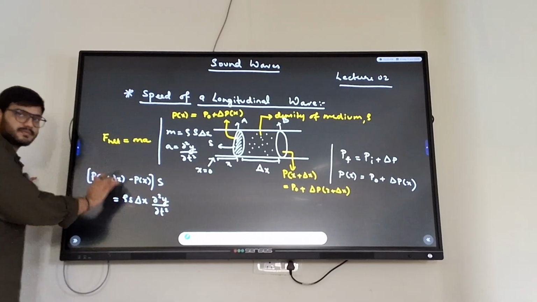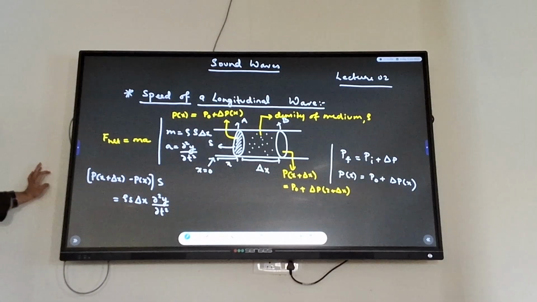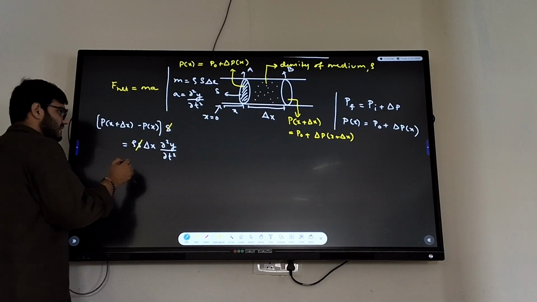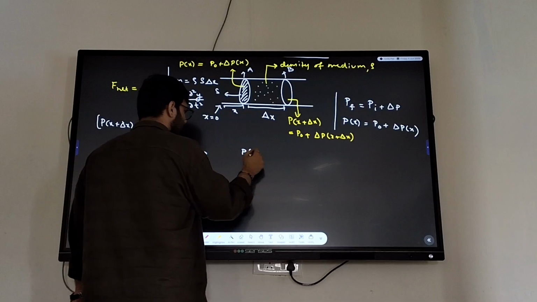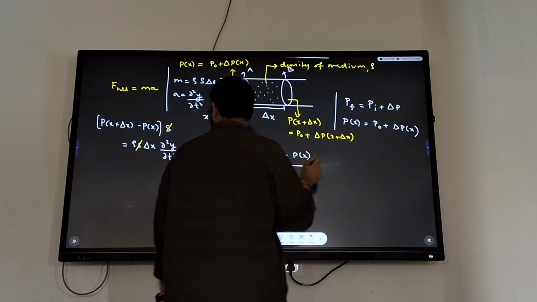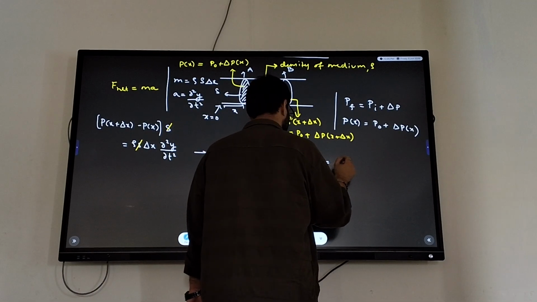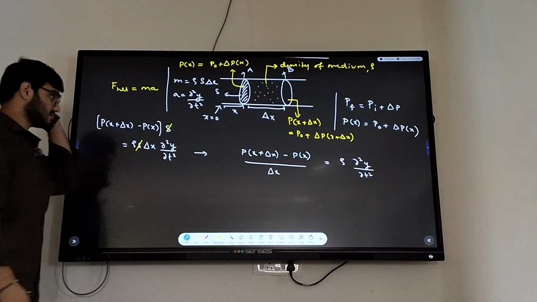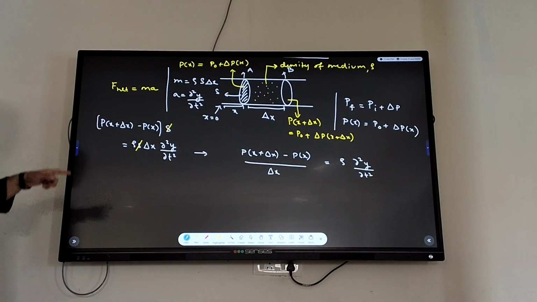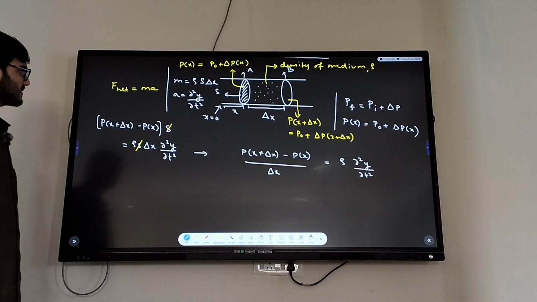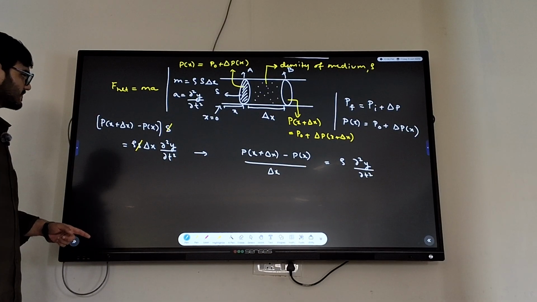Is there any problem till here? Whatever I have done, I can cancel the S, and let's take the delta x on the other side, and then I get P of x plus delta x minus P of x divided by delta x, which is equal to rho del 2 y by del T2. Did I write it correctly? Hopefully this is correct. Am I missing a negative sign somewhere? It's all correct, right?